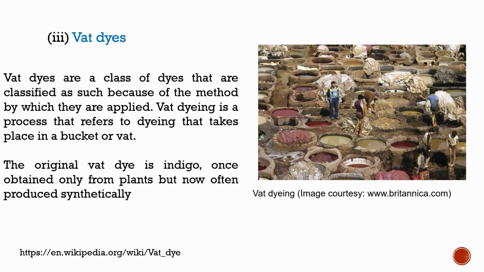The third variety is vat dyes. Vat dyes are classified as vat dyes because of the method by which they are applied. Vat dyeing is a process that refers to dyeing that takes place in a bucket or vat. So this is an image of vat dyeing, and here you can see vessels which are made of wood, and these are called vats. The original vat dye is indigo. This was once obtained only from plants, but now it is produced synthetically also.